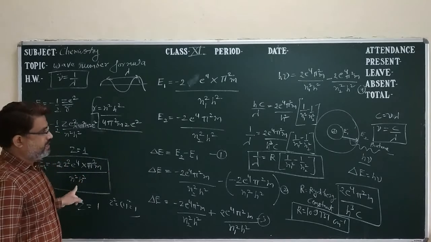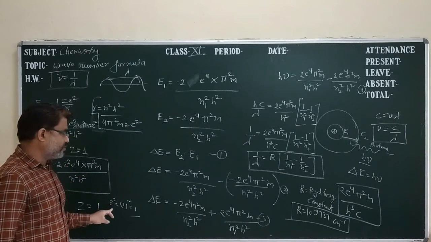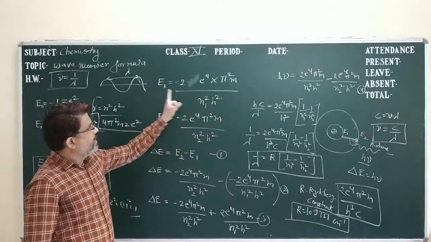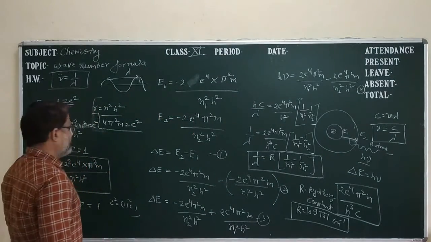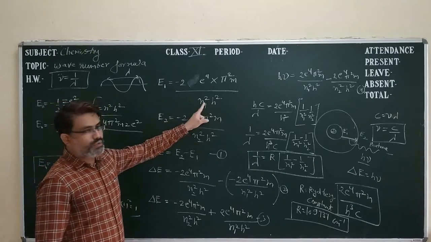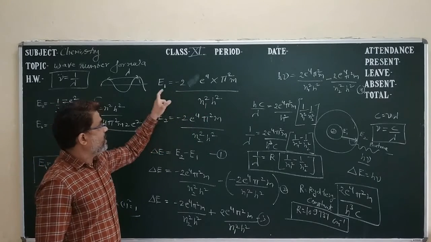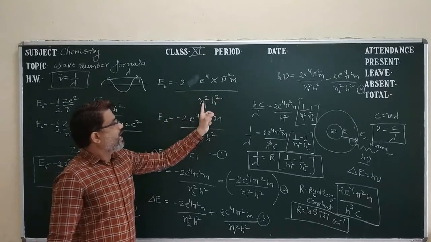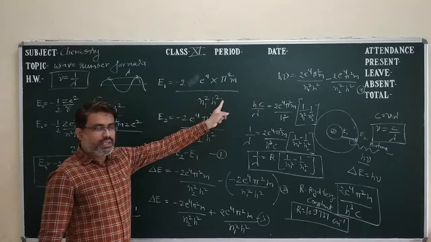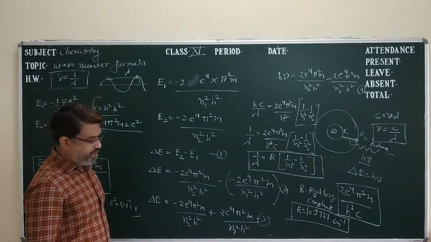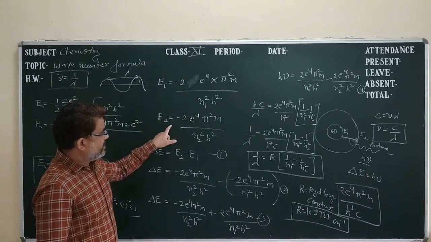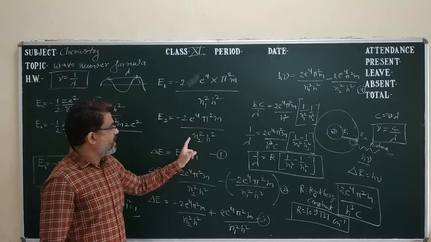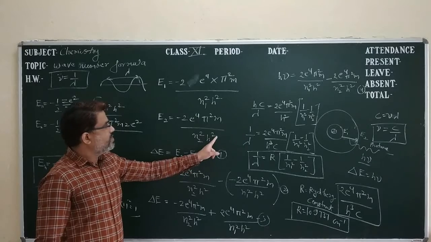So in this case, Z is 1, so Z square becomes 1. But the value of n changes. For E1, you have to take n1. So I can write the formula E1 is equal to minus 2 e raised to power 4 into pi square m divided by n1 square h square. Now for the second orbit, I can write E2, that is equal to minus 2 e raised to power 4 pi square into m divided by n2 square h square.